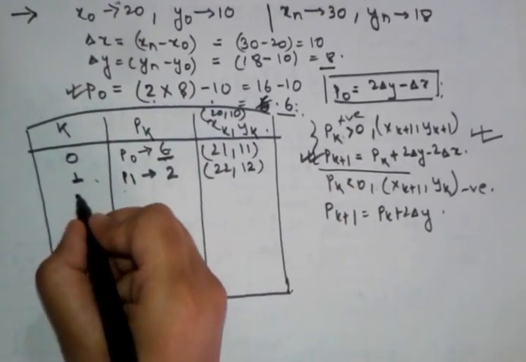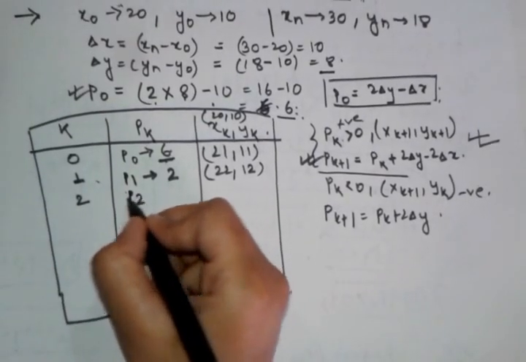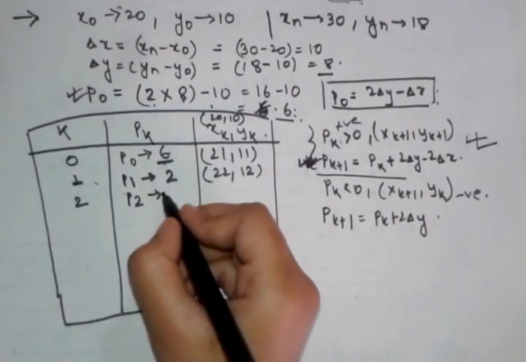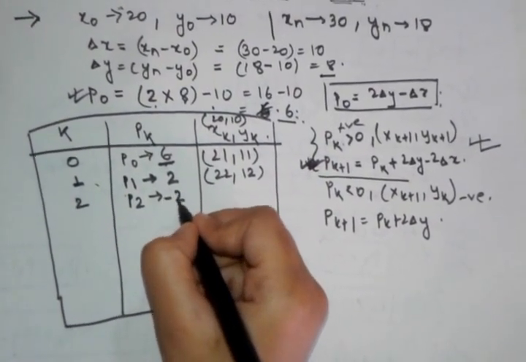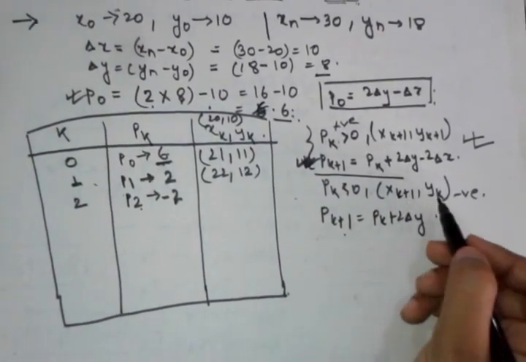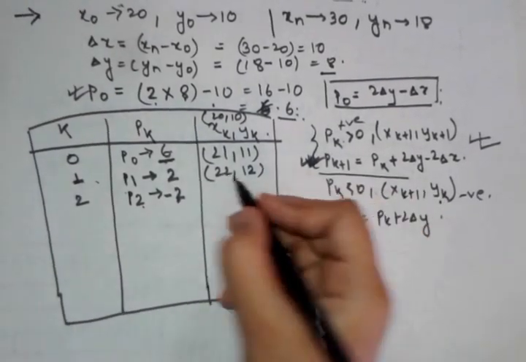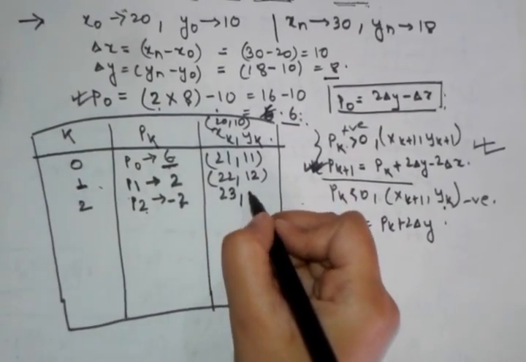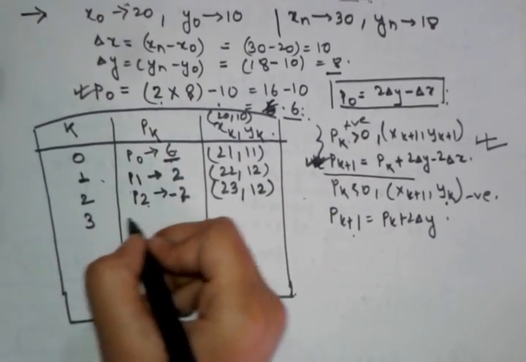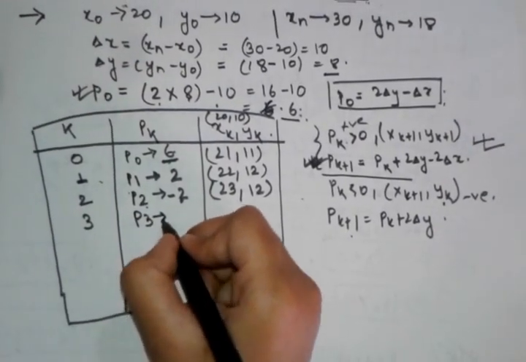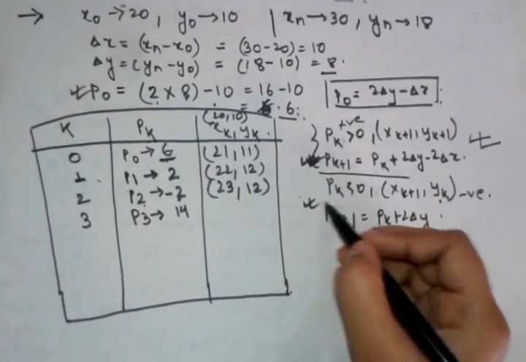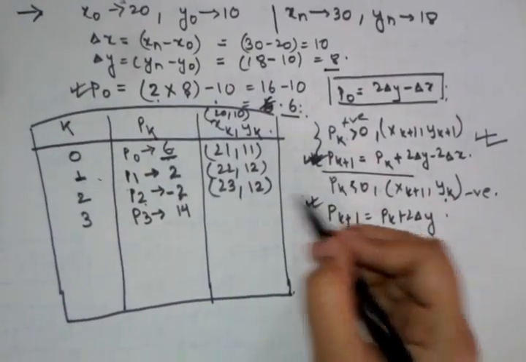that is 22 and 12. Now at k is equal to 2, when it is positive, we just use this formula, and we get p2 negative. When the p value is less than 0, that is negative, we increment x, and y remains the same as earlier, that is 23 and 12. So in this way, at k is equal to 3, the p3 value will be 14.